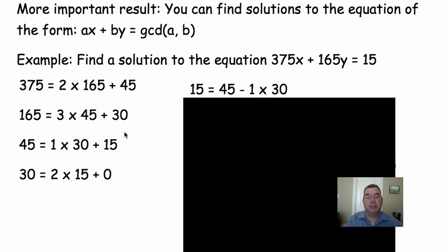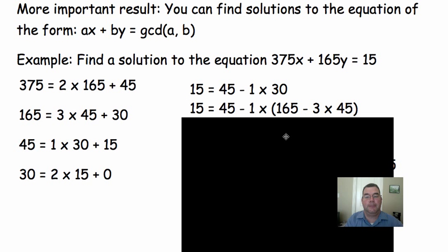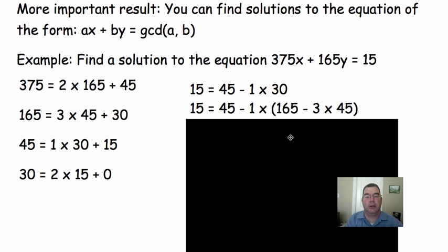All right, so what I do when I'm done setting it up that way is I go up to the previous step where the remainder was 30, and I'm going to replace 30 with a minus b cubed from that step. So 165 minus 3 times 45. Everywhere there's a 30 here, I'm going to replace that with 165 minus 3 times 45. Okay, and it only showed up once, so that's the only time I've got to replace it.